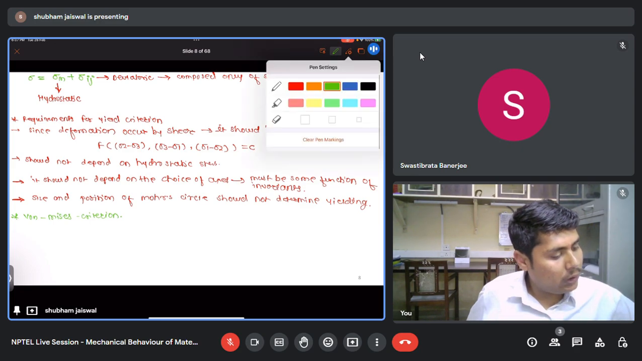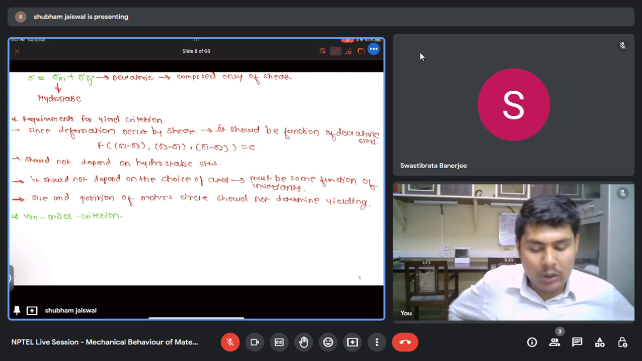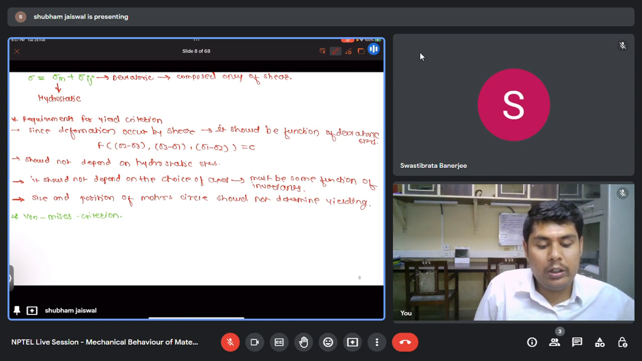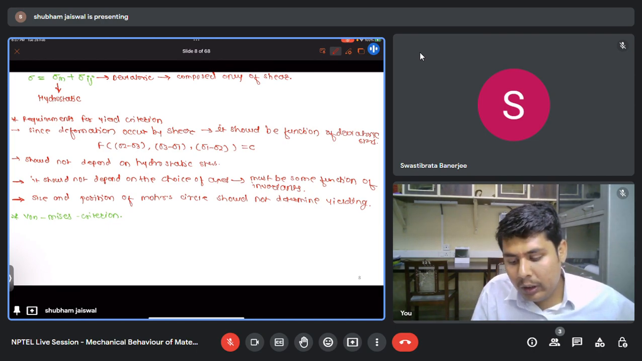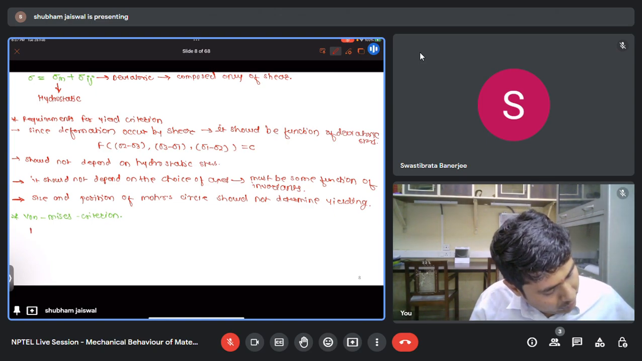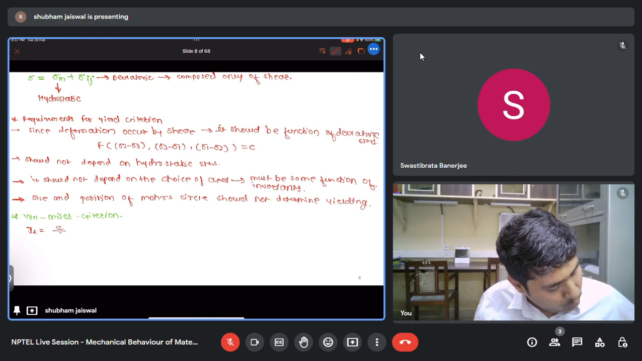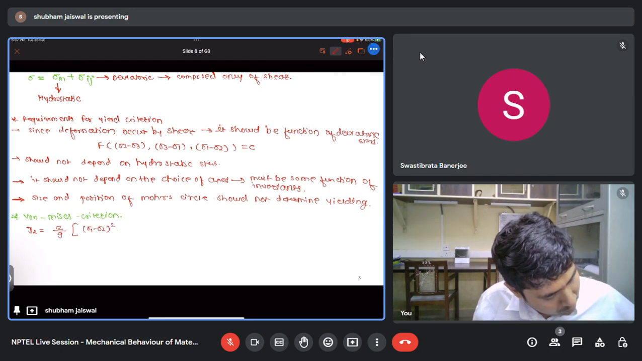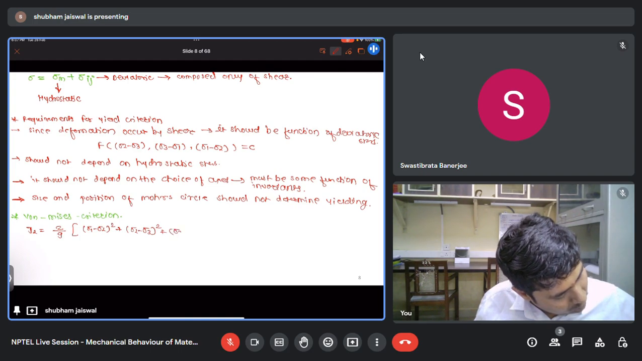If I take the second invariant, J2, as it consists of the deviatoric stresses, it is a good candidate for determining the yield criteria. So I can write J2, the von Mises, as 2 by 9 times sigma 1 minus sigma 2 square plus sigma 2 minus sigma 3 square plus sigma 3 minus sigma 1 square.